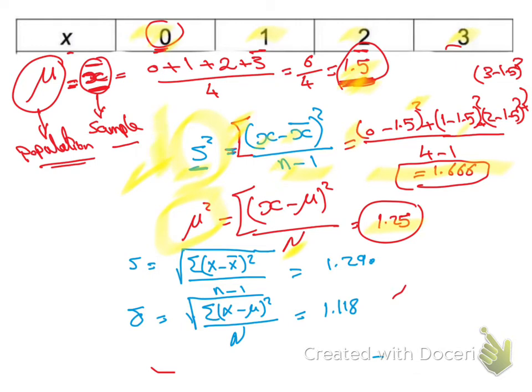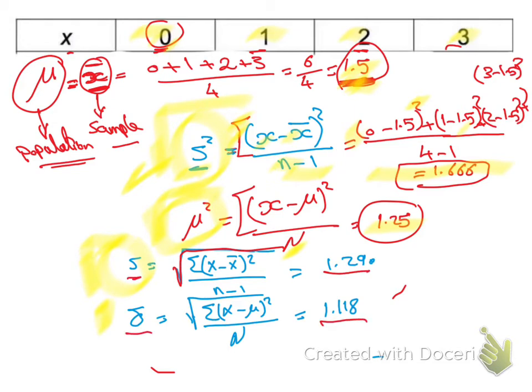If we take the square root of s squared and the square root of sigma squared, we get s and sigma, which are the standard deviations. This is the standard deviation for the sample, and this is the standard deviation for the population. We can just put the square root here and get it. So s equals the square root of the same formula, and we end up with a standard deviation of 1.29 here and 1.118 here.